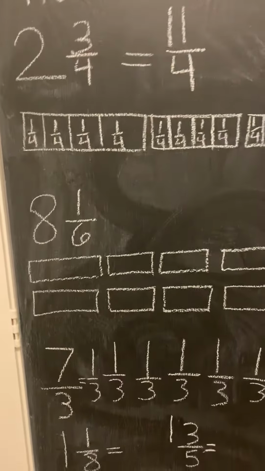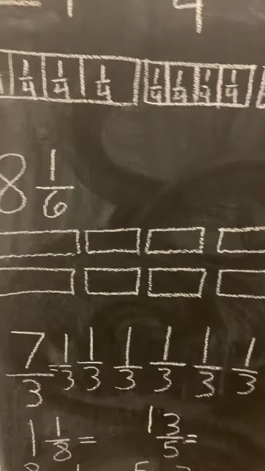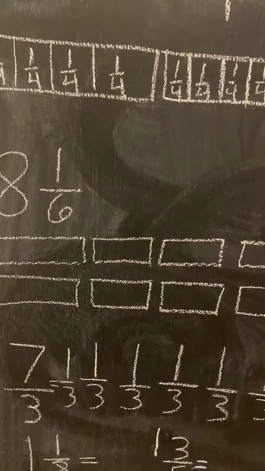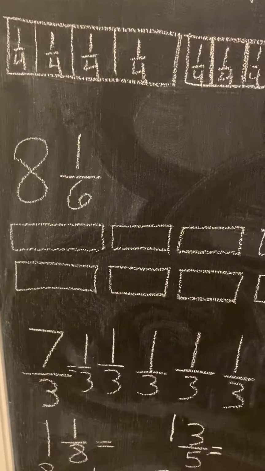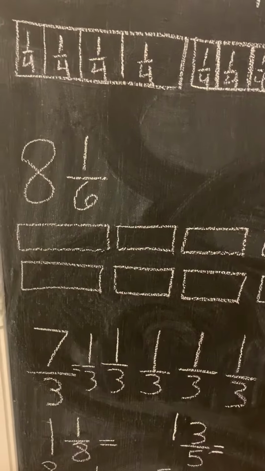Let's look at this one. This one's going to be tough. It is 8 and 1/6. We've got 8 full parts, and then we've got a little 1/6 down there. These whole parts, we'll call them candy bars. Sorry, they're not all the same size. They should all be the same size, but my fault, my bad.